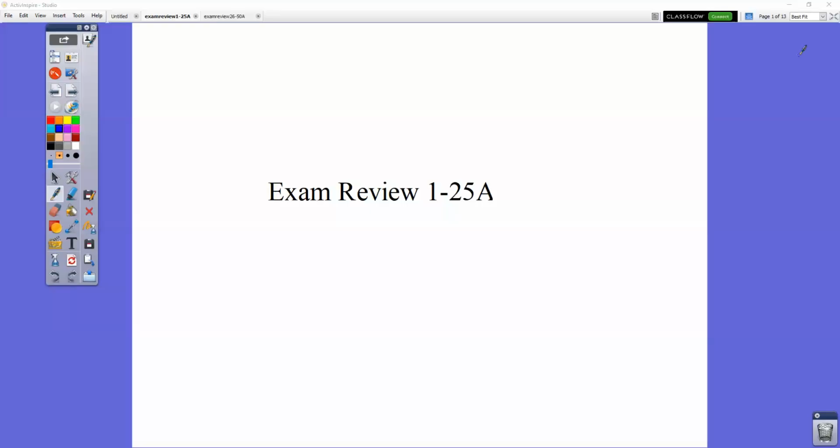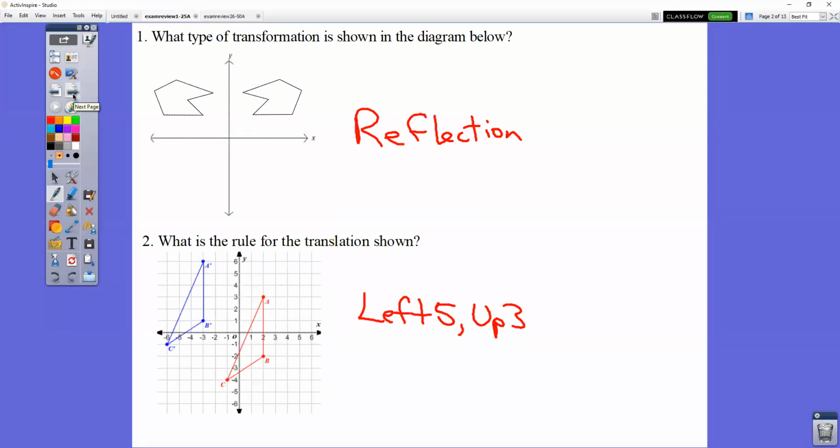This is the exam review 1 through 50 for exam review A. So question number one. In question number one, it says, what type of transformation is shown in the diagram below? It is that flipped opposite mirror image, so it is a reflection.